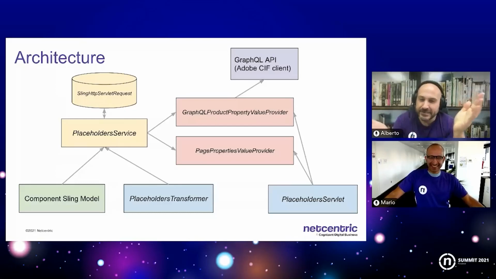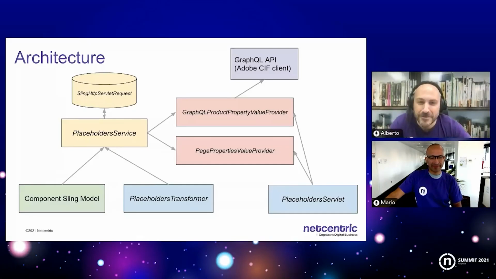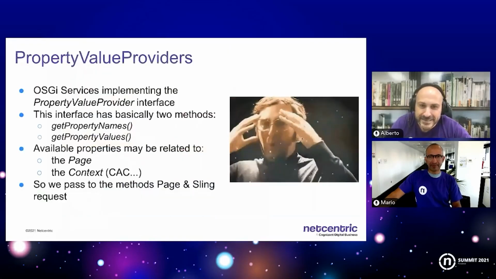As Mario said, those are all OSGi services. We have the placeholder service, an OSGi service. We have property providers, OSGi services. We have Slim models and the transformer, and we are going to try to explain how this was born and how this is working now. So, next slide, please.